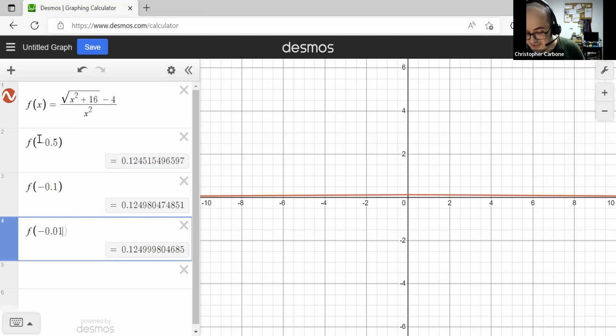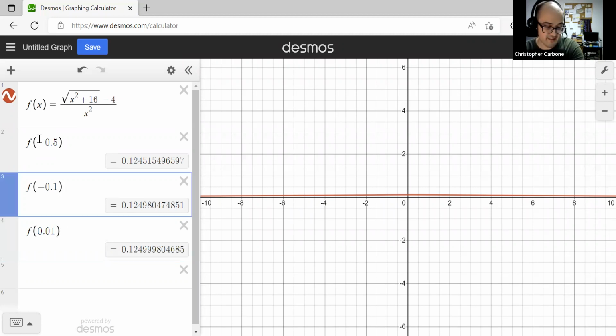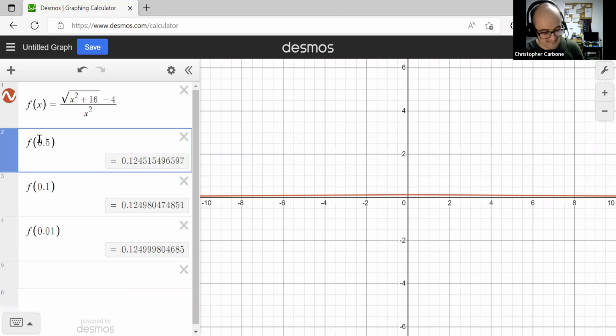Likewise, if we did it from a positive direction, we actually get the same numbers. So if we did positive 0.01, we have that 0.1249998, yada, yada, yada. If we did positive 0.1, same thing as the negative, same thing with positive 0.5, right? We could see it's approaching a number, and you probably saw it when I was hovering over this graph.